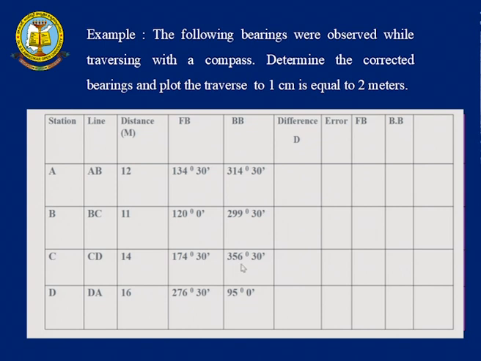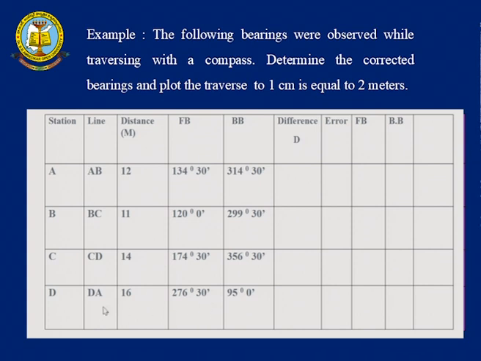Now again you take the reading of C to B, and the distance is 14 meters. Then you go to station D, and from D you have to measure the distance and also the bearing to A. What is the bearing here? Now the bearing is 276 degrees 30 minutes.